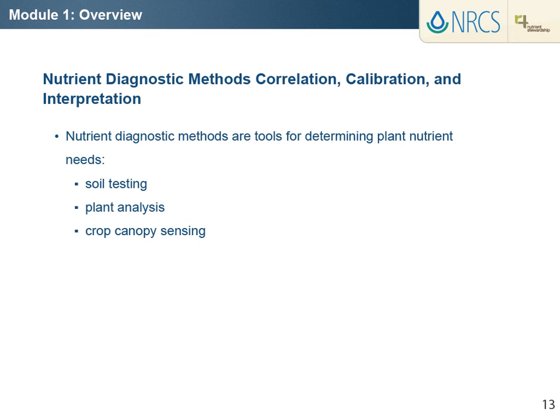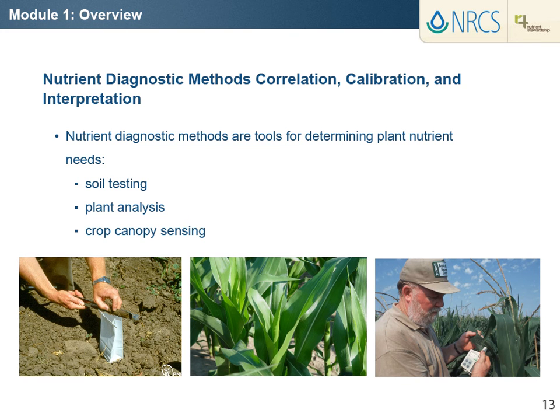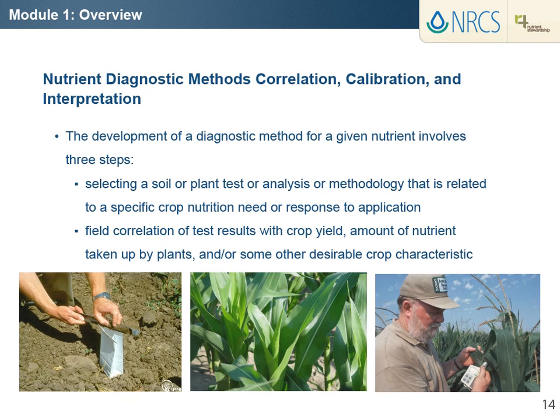Nutrient diagnostic methods are tools for determining plant nutrient needs. They can include soil testing, plant analysis, crop canopy sensing, etc. Development of a diagnostic method for a given nutrient has historically involved 4 steps. First, selecting a soil or plant extractant or methodology to measure any crop characteristic related to plant nutrition need or response to application.